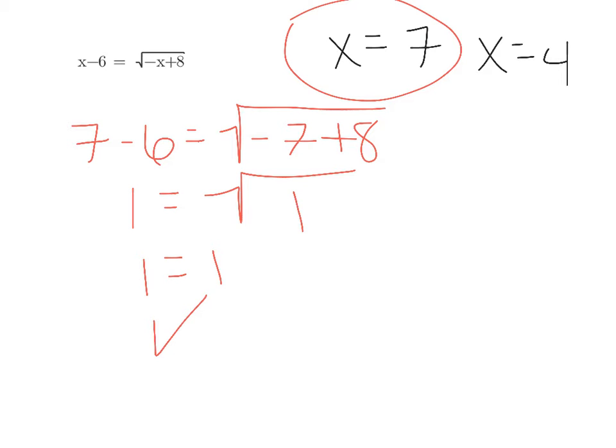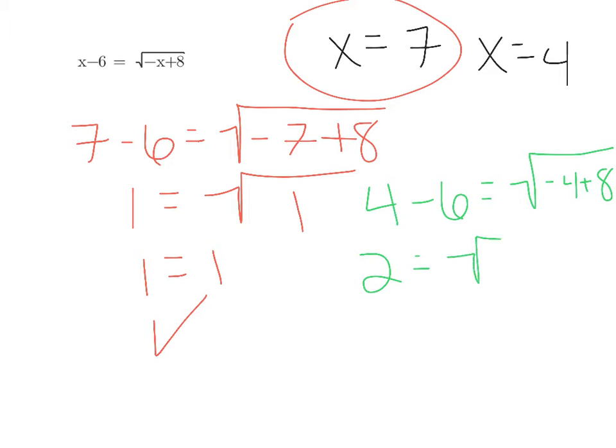Now let's check our other solution of 4. When I plug 4 into my equation, I end up getting 4 minus 6 is equal to the square root of the quantity of negative 4 plus 8. Simplifying both sides of my equation, I get negative 2 is equal to the square root of 4. When I take the square root of 4, I get 2. I get negative 2 equals 2. That is not a true equation, which means that 4 is an extraneous solution. So the only solution to our equation is 7.